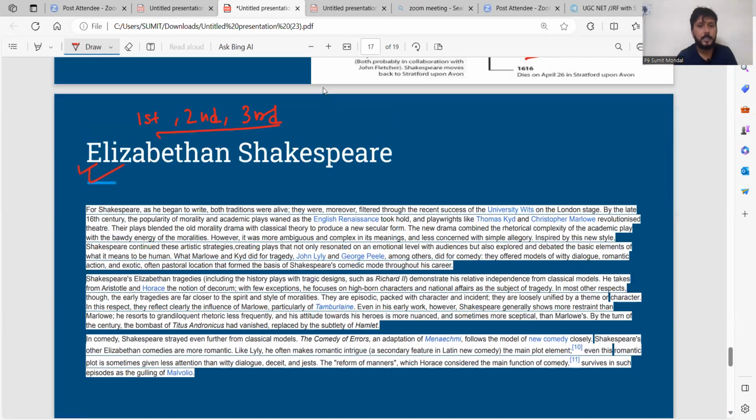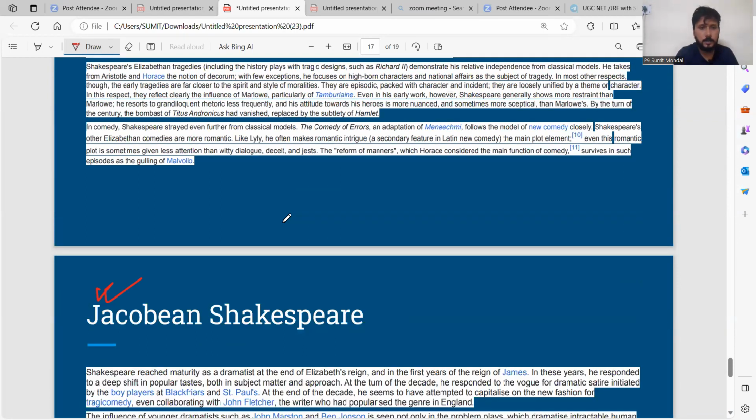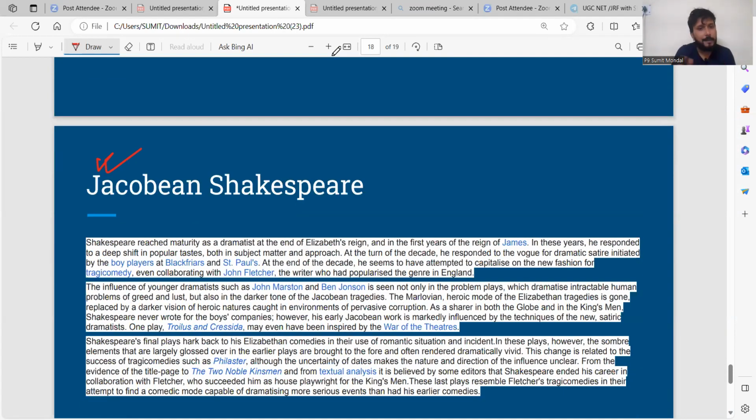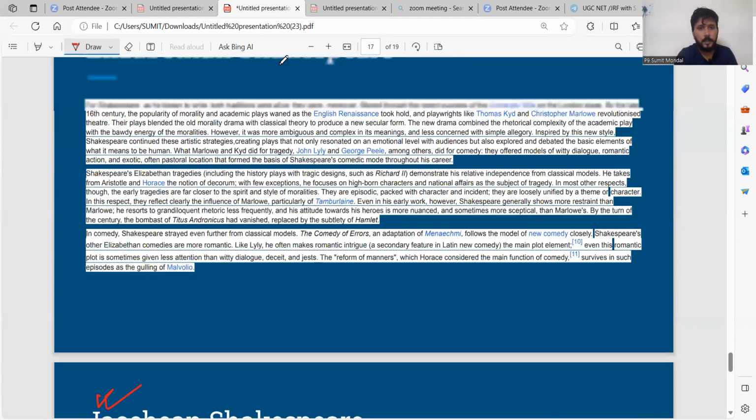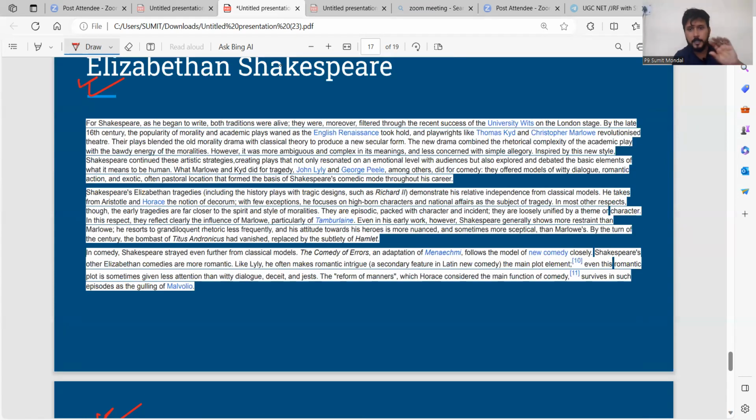Because Elizabethan Shakespeare, during the period of Elizabeth, what Shakespeare produced, okay, had its own political connotations. So he produced dramas till 1600 that could be counted as the Elizabethan Shakespearean drama, and later, since 1603 or 1600, the Jacobean period began. So you can find the Jacobean Shakespearean drama. Okay. So this is basically the brief idea about the period of Shakespeare.